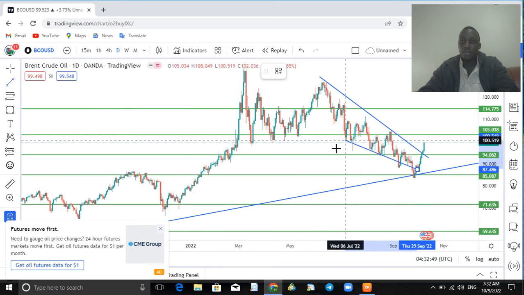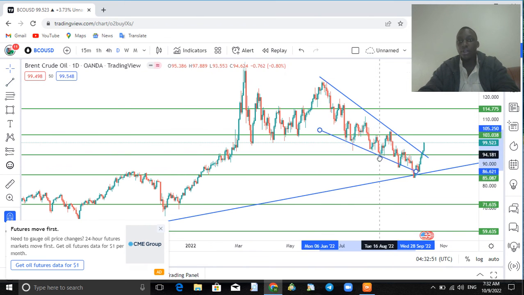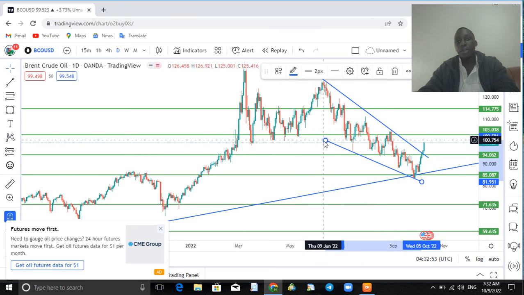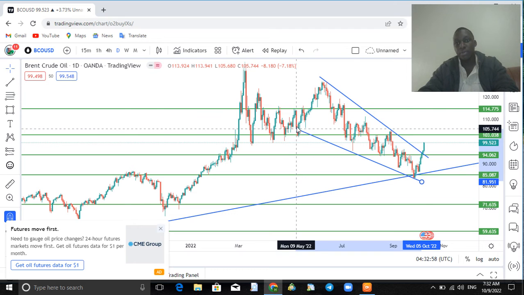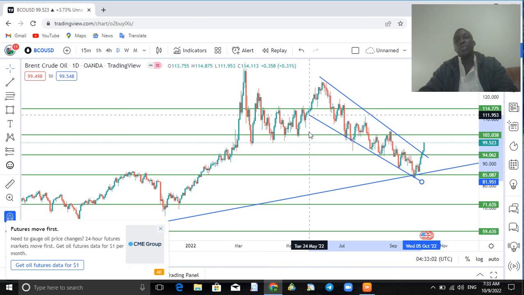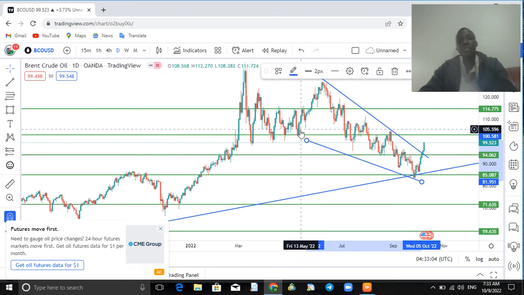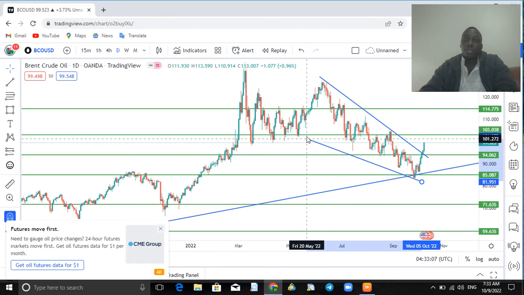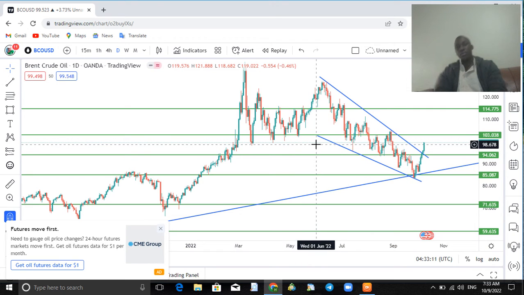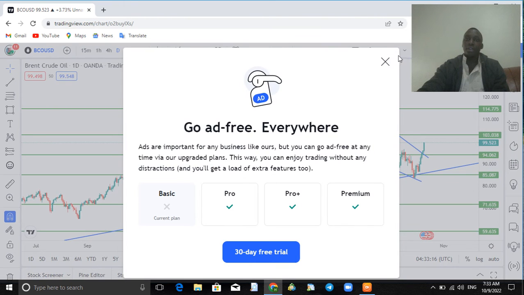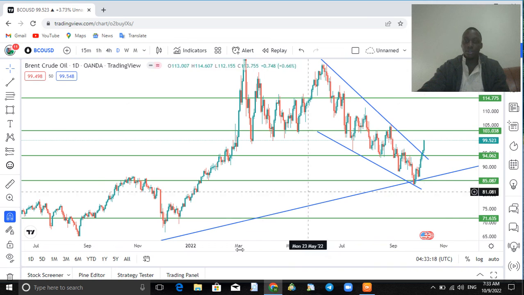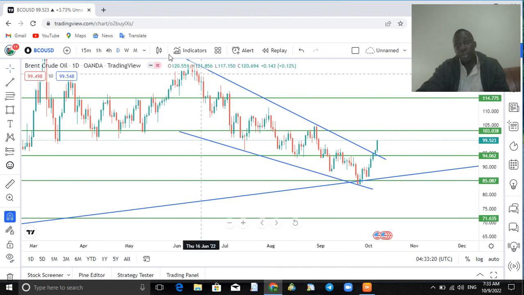Let me also get the support. It is more so like a falling wedge. I can see we also have a beautiful falling wedge inside.